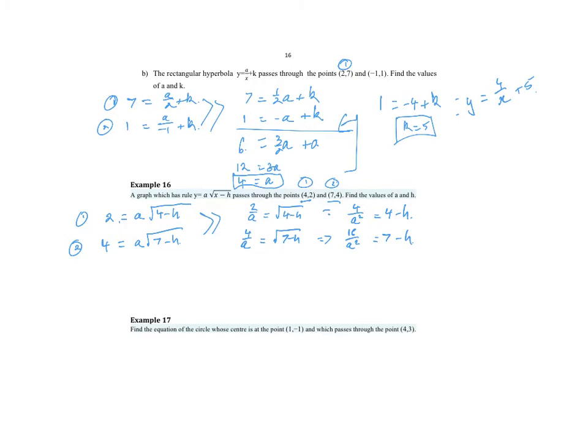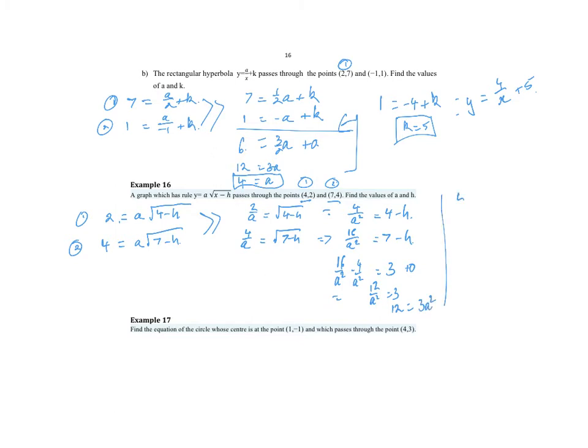So if I do bottom minus top, only because the numbers on the bottom are sort of bigger, I'll end up with 16 on a squared minus 4 on a squared is equal to 7 minus 4, which is 3, minus h minus minus h is a 0. So what does that leave me? It leaves me with 12 on a squared is equal to 3, multiplied by a squared. 12 is equal to 3a squared.